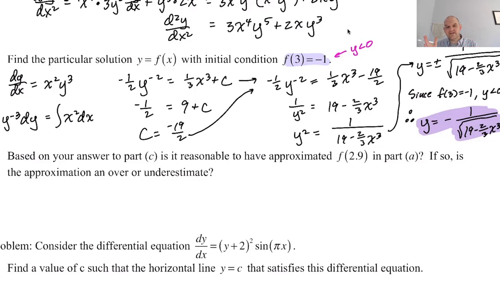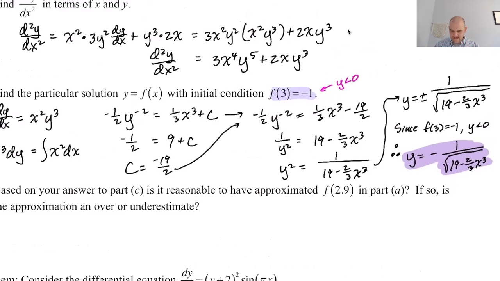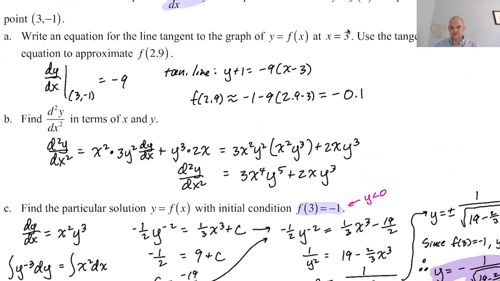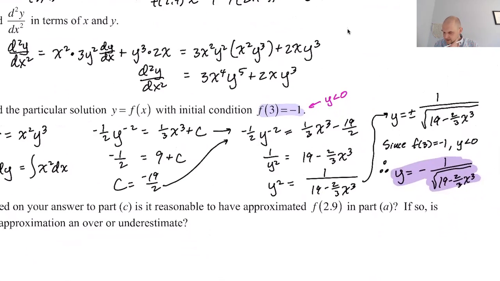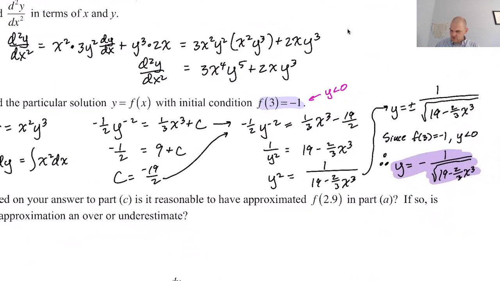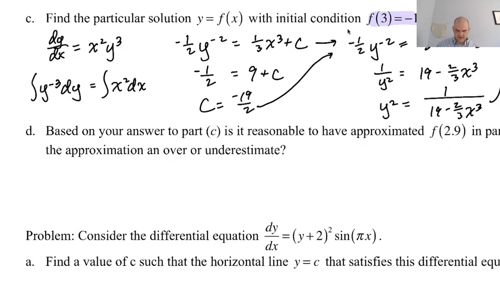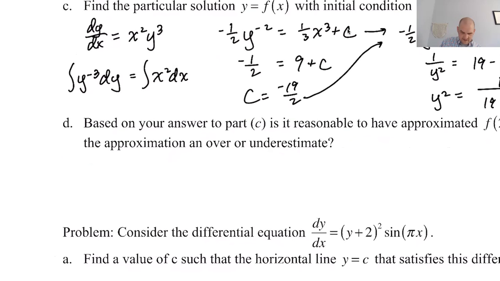So is it reasonable? What that's basically saying is we used x equals 3 for our tangent line, and then we approximated f of 2.9. The question is, are those in the domain of our solution? Because if they're not, then we really should not have done that. So what on earth is the domain of this thing? I would need 19 minus 2/3 x cubed to be greater than 0. So 19 minus 2/3 x cubed greater than 0. That's our domain, right?